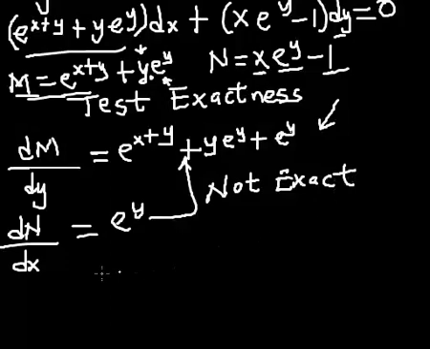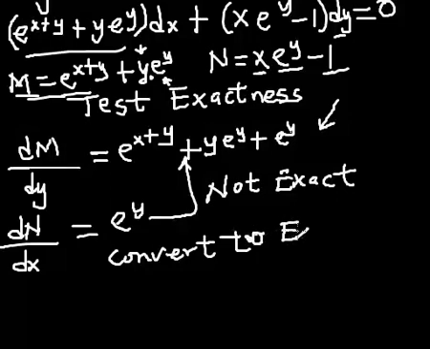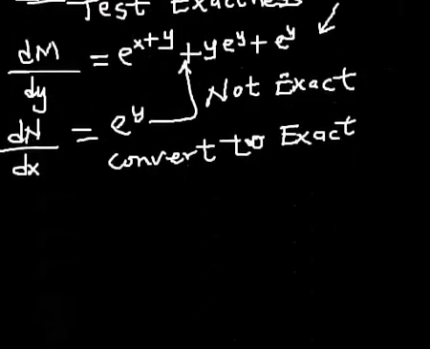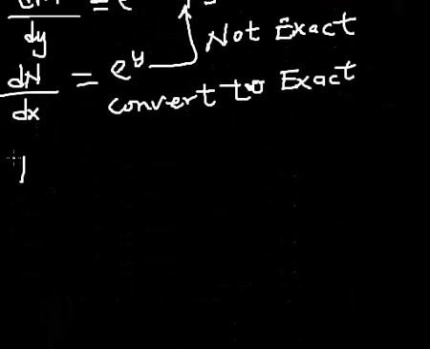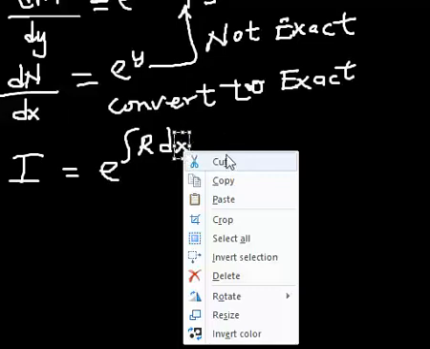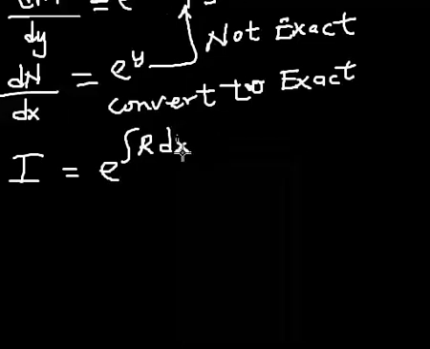So now, how do I convert it to exact? All right, so let's flow. For me to convert to exact, I must multiply everything in my original equation by a factor known as the integrating factor. I'll use I to represent it. And how do I get the integrating factor? The integrating factor is actually the exponent of the integral of R dy, where R is a constant. The exponent of the integral of R with respect to y, not x. Please pardon me. So this is my integrating factor I.